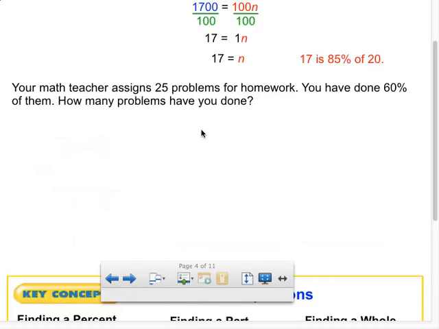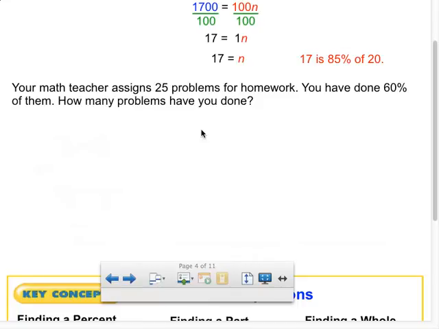Your math teacher assigns 25 problems for homework. You have done 60% of them. How many problems have you done? Well, we already know we could take 60% and write that as a fraction, right? Okay. Now, what is my other ratio going to be? Because I got to make a proportion. I have to make an equation with two ratios. One of my ratios is going to be 60 over 100, 60%. What's my other ratio going to look like?